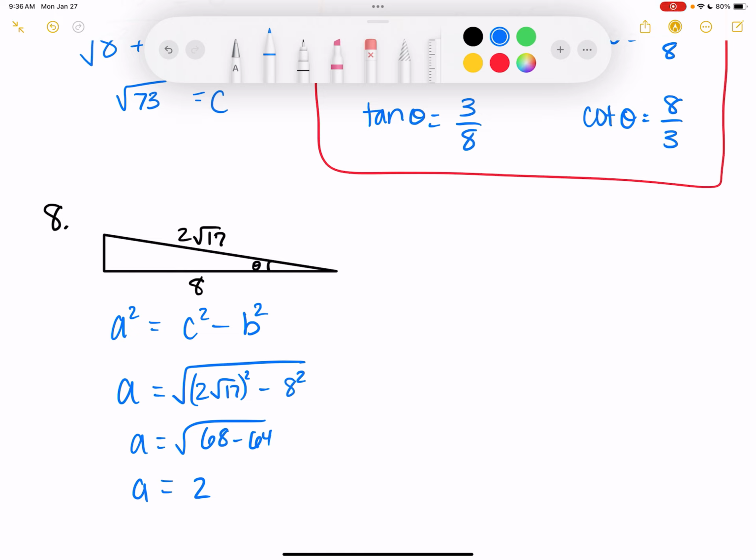Trying to avoid writing as much as possible. I try to get there as quick as possible also. All right, so this side is 2. Nice. So obviously this triangle is drawn opposite of the one we previously did, so just pay attention to what angle we're solving it for.